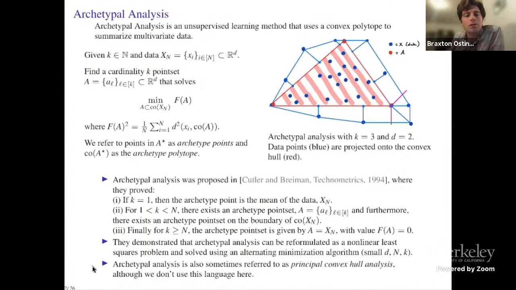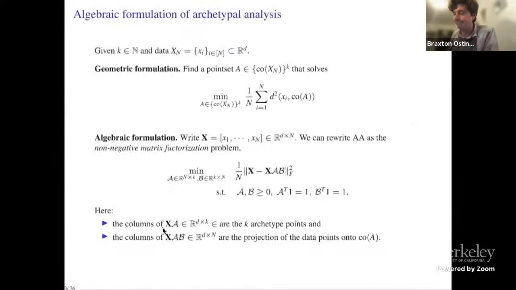Okay, so Cutler and Breiman showed that archetypal analysis could be reformulated as a nonlinear least squares problem and solved using an alternating minimization algorithm. This is efficient, at least for small d, n, and k. I'll come back to this method later. You might have also heard archetypal analysis sometimes referred to as principal convex hull analysis, but I won't use this language here.